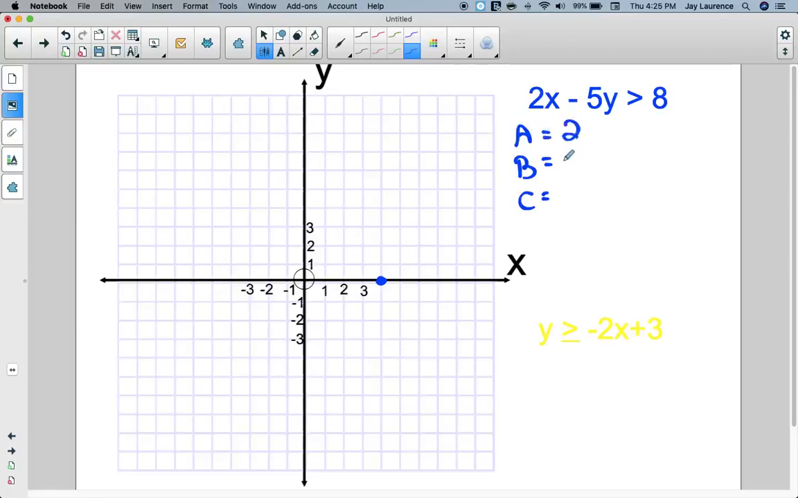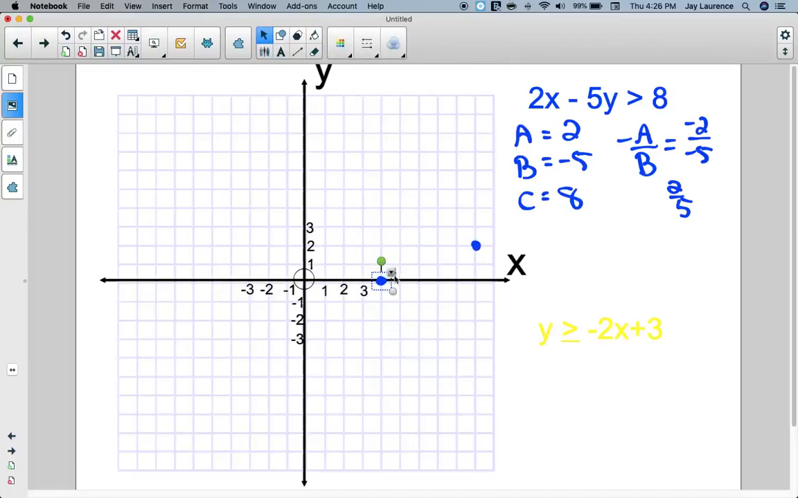All right, so a is 2, b is -5, c is 8. The slope is the negative of a over b. So the negative of a is -2 over b, -5. The two negatives cancel. My slope is 2/5. So I'm going to rise 2 and run 5: 1, 2, 3, 4, 5. Okay, I can go down 2 and left 5. So I'm going to go down 1, 2, and then 1, 2, 3, 4, 5, right? And I can do that again. Okay, so here we go.